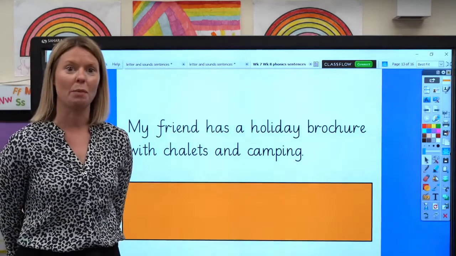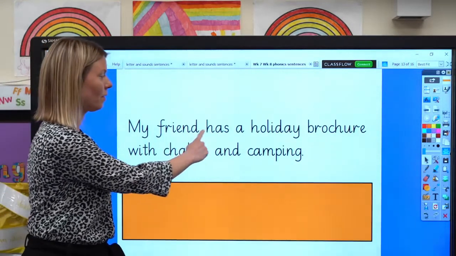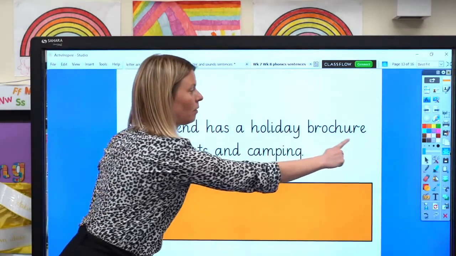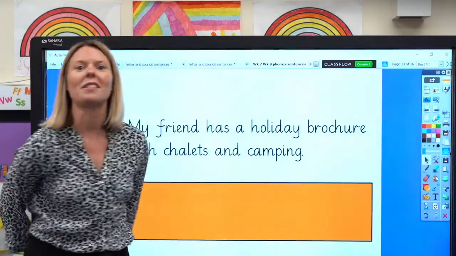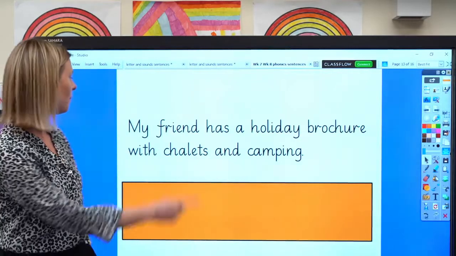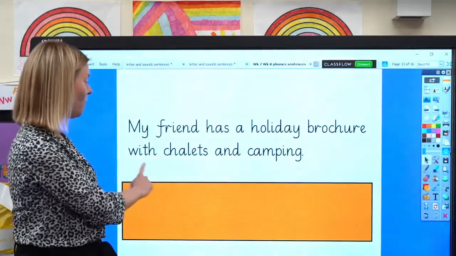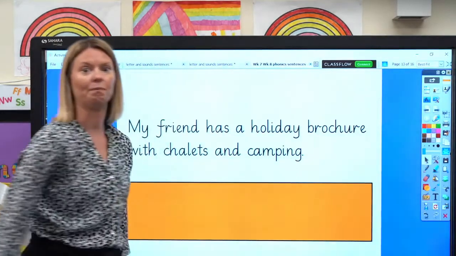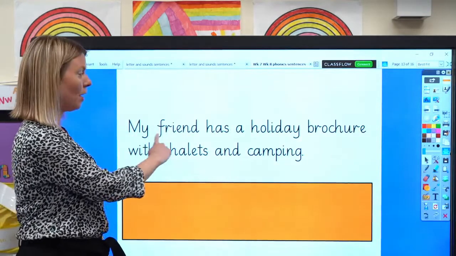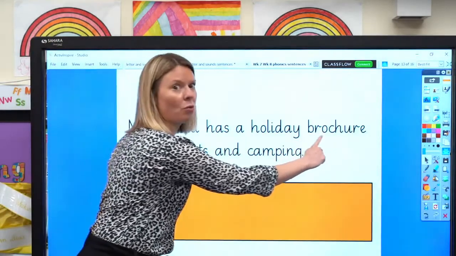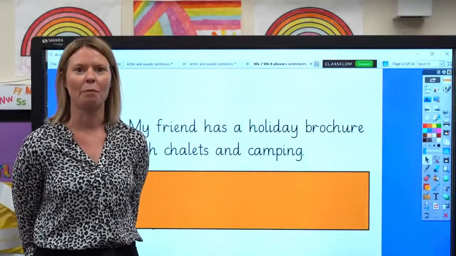Now I want you to read aloud as I point to the words. Remember, sound out any words you're not sure about. Excellent reading. Now let's read it together. My friend has a holiday brochure with chalets and camping. Brilliant reading. Now let's read it together a bit faster. Read with me. My friend has a holiday brochure with chalets and camping. It is fun looking at brochures.